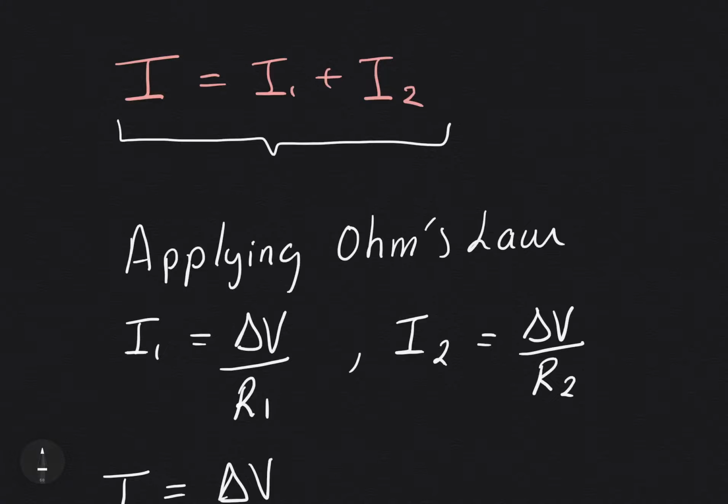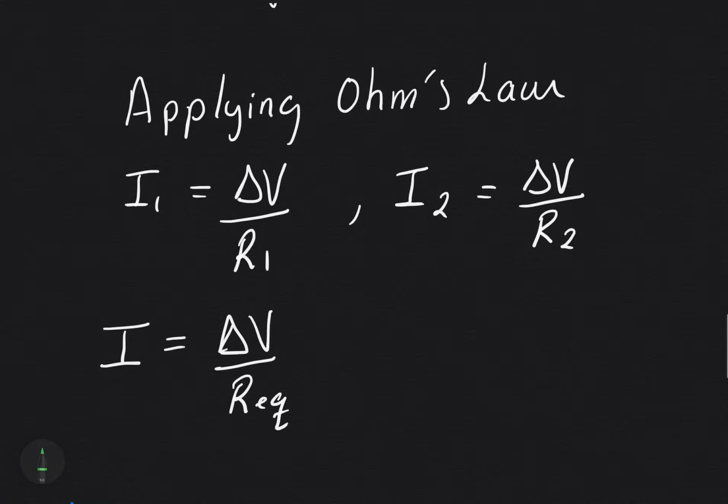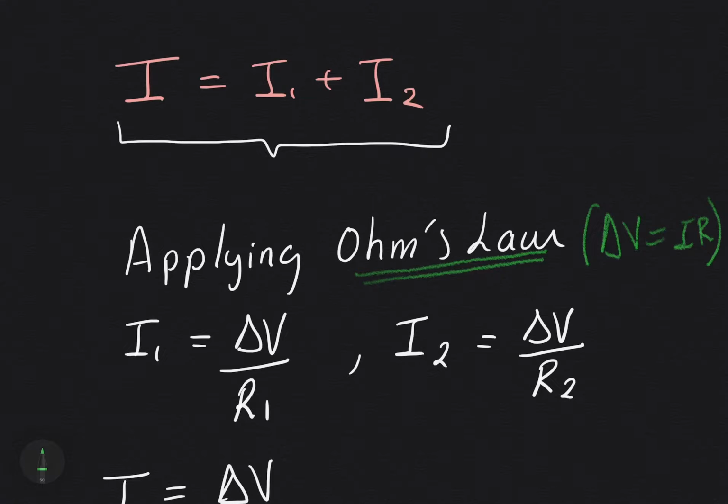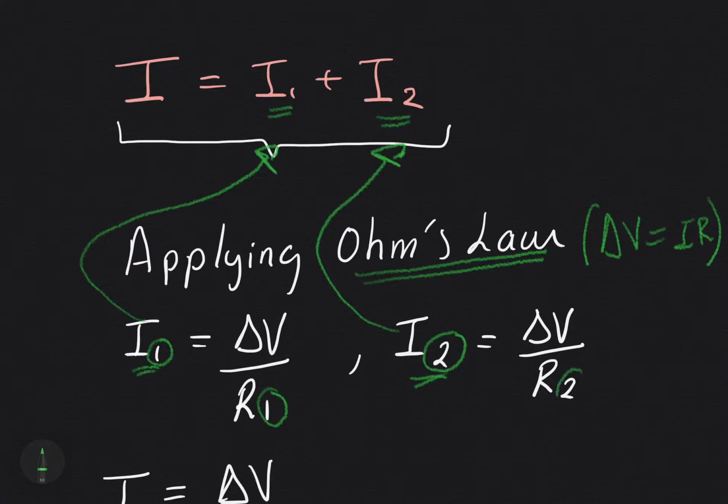So here's where we get the equivalent resistance for parallel. Now I'm going to apply Ohm's law. I remind you that Ohm's law is that the change of potential is equal to IR. I'm going to plug in the I1 and I2 from these equations and rearrange them. So I1 will be the change of potential, because the voltage drop is the same for the circuit, divided by R1. The current through the first resistor is determined by the first resistor, and the current through the second resistor is determined by the second resistor.